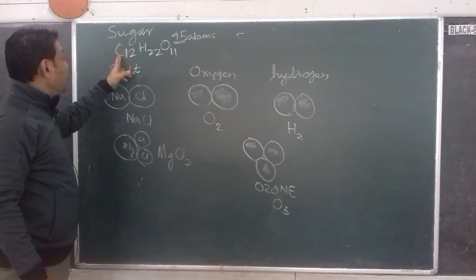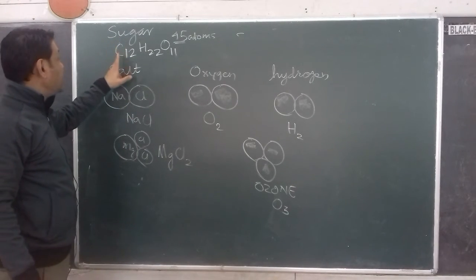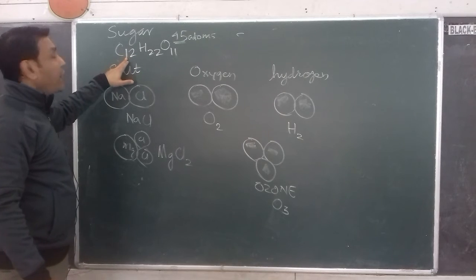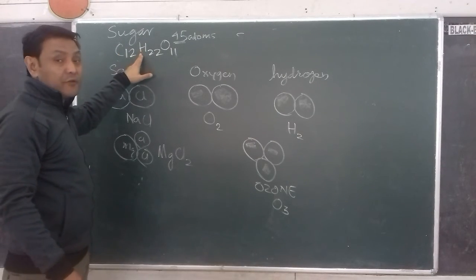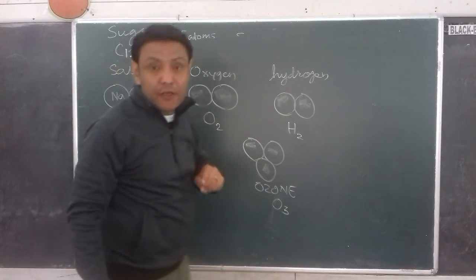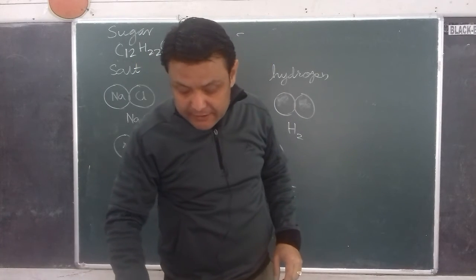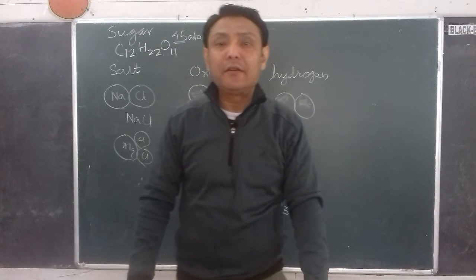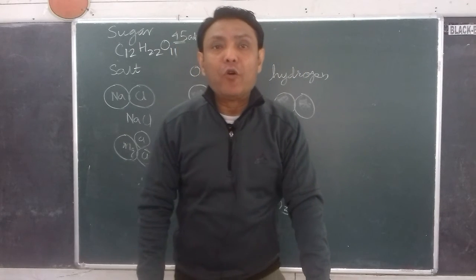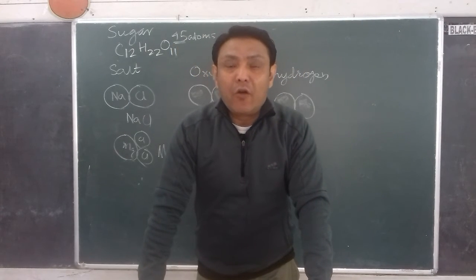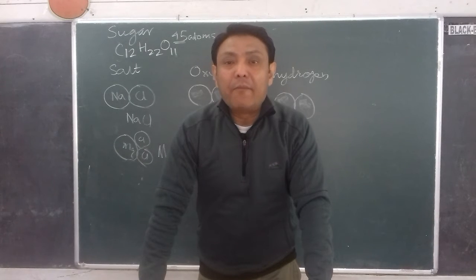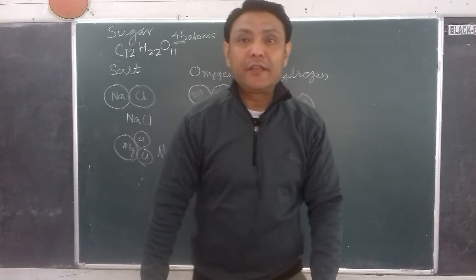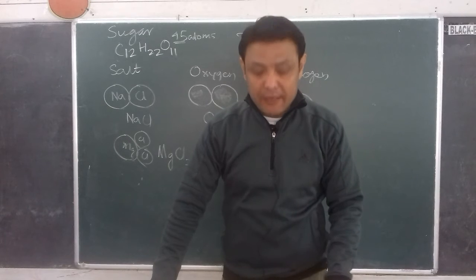But one molecule of sugar consists of 12 atoms of carbon, 22 atoms of hydrogen and 11 atoms of oxygen. So these are molecules. Molecules are small particles of matter made up of 2 or more atoms of the same or different elements combined together chemically. Is it okay? I'm sure you understood now, right?